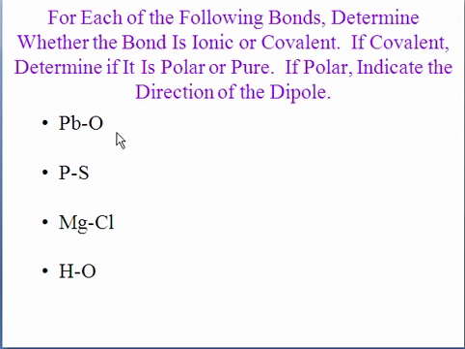Okay, so using your electronegativity values, determine which of the following bonds is ionic or covalent, and if it is covalent, indicate whether it's pure, which would be non-polar, or if it's polar. And if it is polar, indicate the direction of the dipole, meaning which side is negative and which side is positive.